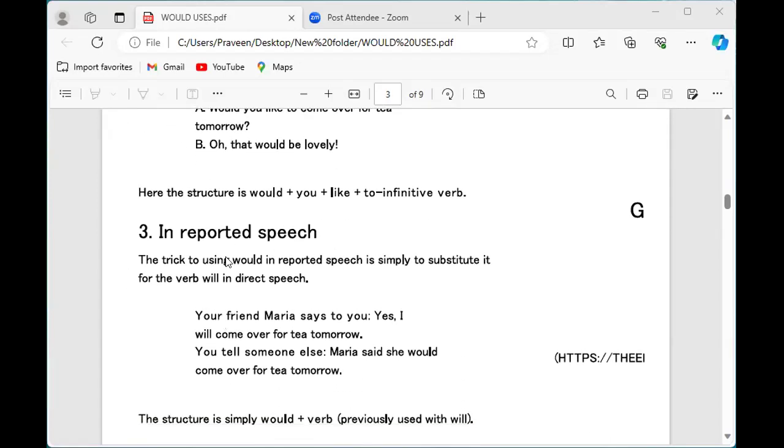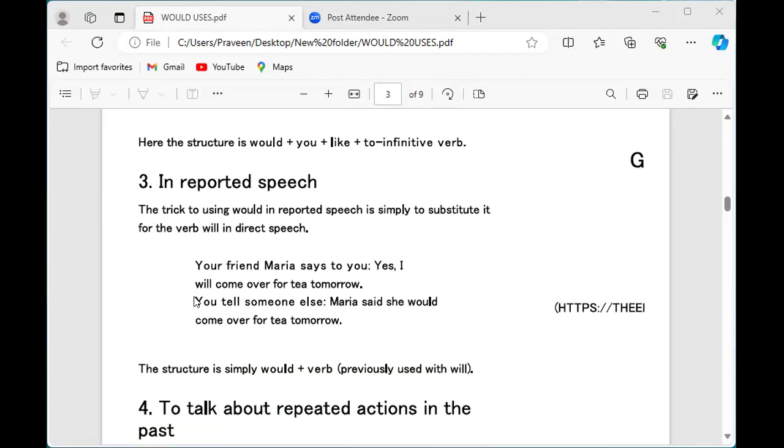And the third one, reported speech. The trick to using would in reported speech is simply to substitute it for the verb will in direct speech. Your friend Maria says to you, "Yes, I will come over for tea tomorrow." You tell someone else, Maria said she would come over for tea tomorrow.